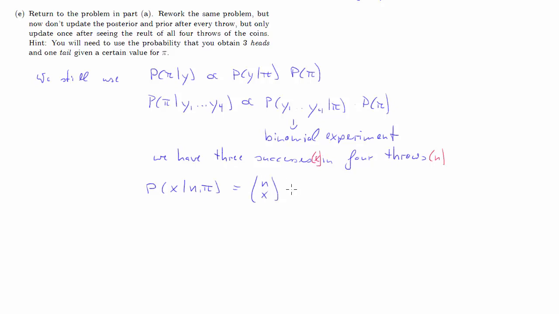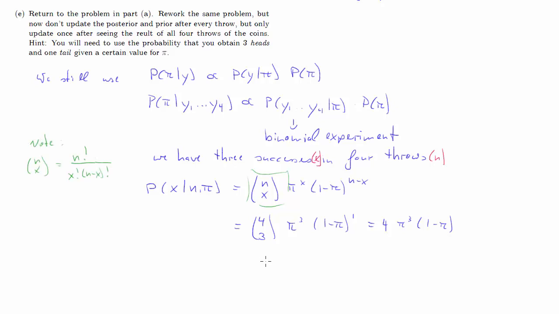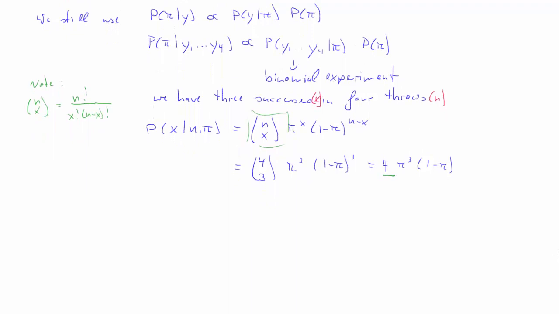Let's call them x. If you have 4 throws, let's call them n. Okay, so that's the probability. So we know the generic formula for P(x given n and pi) is n choose x, the binomial formula, times pi to the x times 1 minus pi to the n minus x. So you'll have to think back to your year 1 stats to figure that out. So if we plug in our numbers, what we get is 4 times pi to the 3 times 1 minus pi. So that is our likelihood to get 3 successes out of 4 throws.